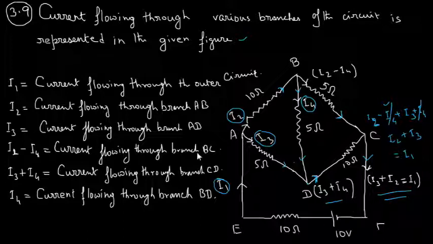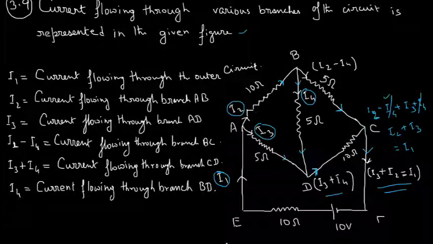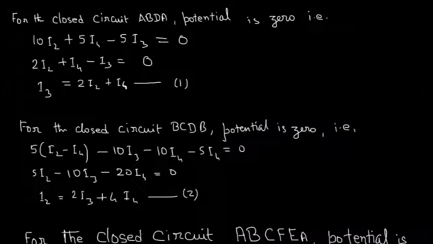Now let us see, for a closed circuit ABDA, potential is 0. We know that in a closed circuit the potential is 0. So we can write IR, that means resistance into current. So 10 into I2 plus 5 into I4 minus 5I3 is equal to 0.